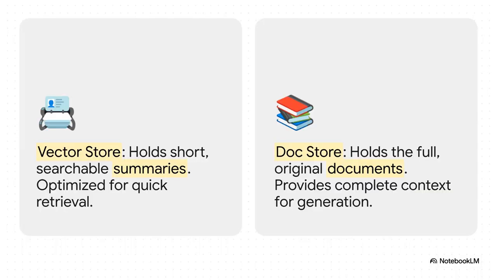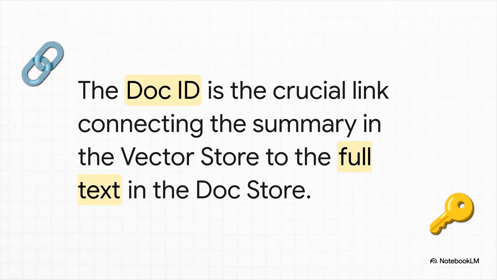So just to make this super clear, the vector store, that's your card catalog. It's full of these short, searchable summaries. It's built for speed. Then you have the doc store. That's the library stacks, holding the full original documents, ready to give all the context you could ever need. And that little doc ID, that's the secret sauce. It's the magic link that connects everything. It's basically the little slip of paper that tells the AI, hey, you found this card in the catalog, now go to shelf 3, row B to get the actual book.